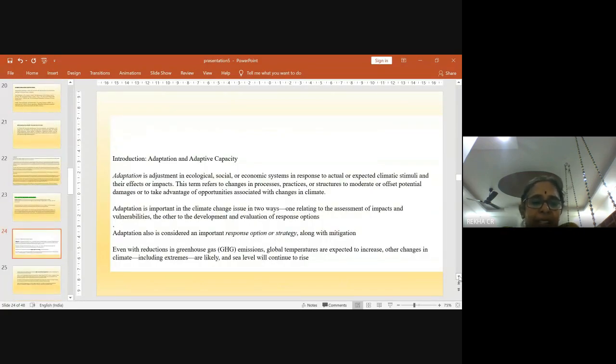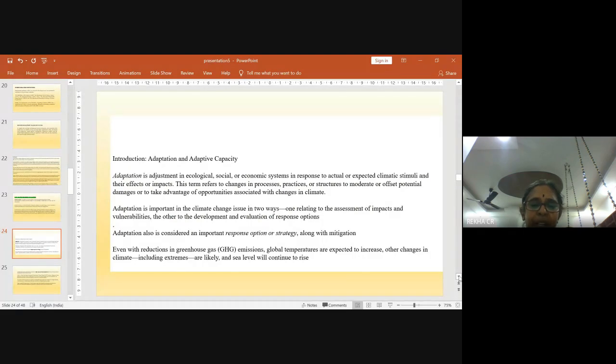So adaptation is nothing but the adjustment. Adjustment in ecological, social, or economic systems in response to actual or expected climatic stimuli and their effects or impacts. So it refers to changes in processes, practices, or structures to moderate or offset potential damages or to take advantage of opportunities. See, adaptation is important in climate change issue in two ways. One is assessment of impacts and vulnerabilities. The other is the development and evaluation of response options.